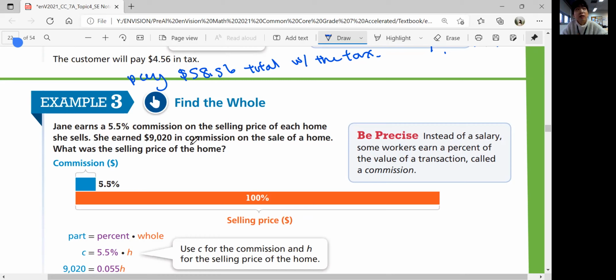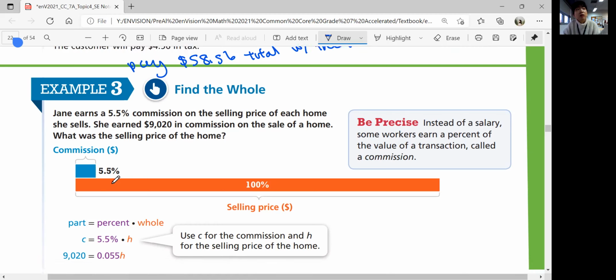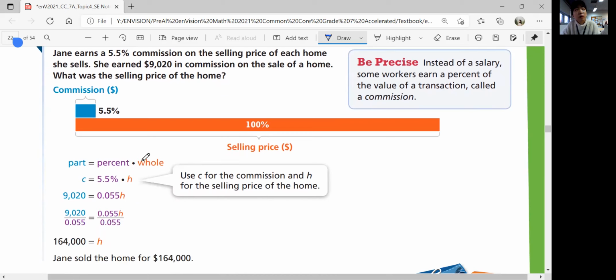So we know the part. We know that the part is 5.5% of the whole, 100%. And if she earned $9,020 just for the part, 5.5%, what was the actual selling price for the home? So we can use the part equation to figure out the whole as well. We know the part, which is $9,020. That's equal to the percent of the part, 5.5%, which is 0.055 in decimals, times the whole, which you don't know. So that's going to be your variable.